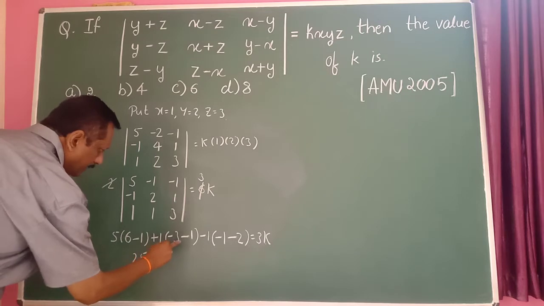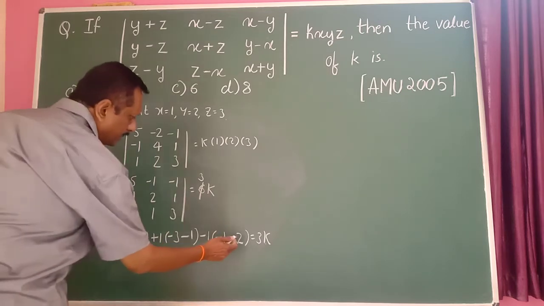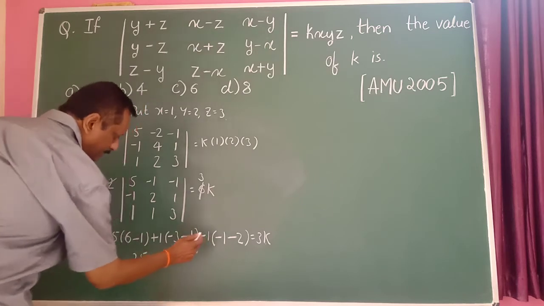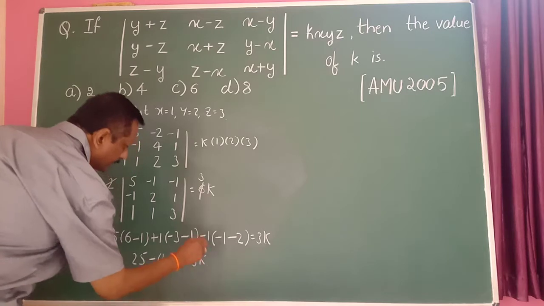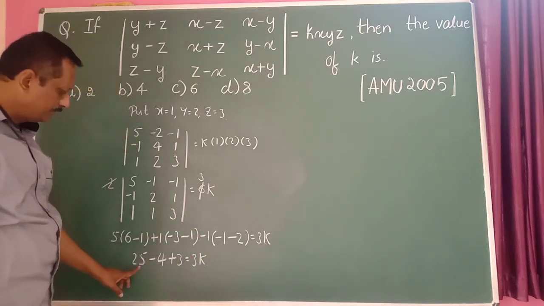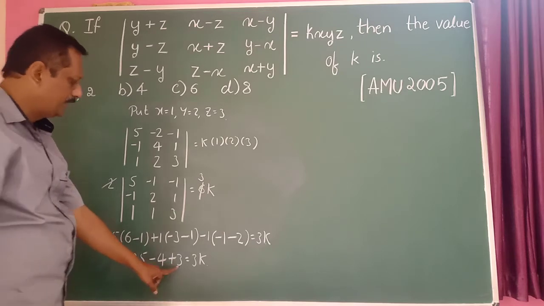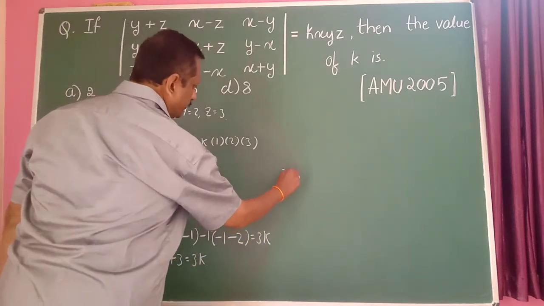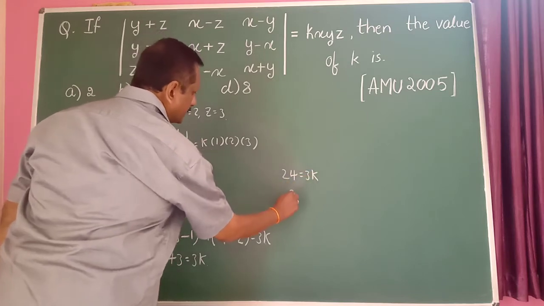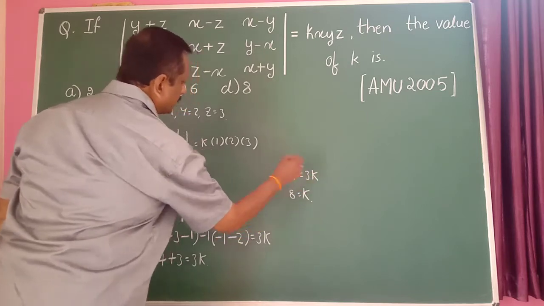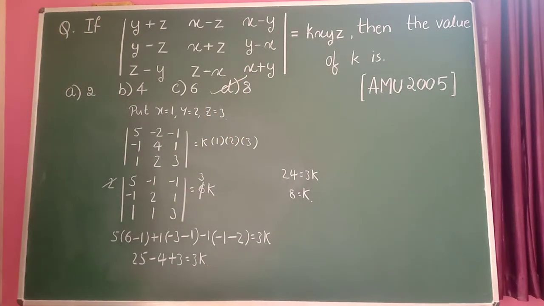Minus 3 minus 1 minus 4. And minus 2 minus 1 is minus 3. Minus into minus plus 3 is equal to 3k. Here 25 minus 4, 21 plus 3, 24. So 24 is equal to 3k. 3 8s are 24. Hence the value of k is 8. So D is the answer, 8.